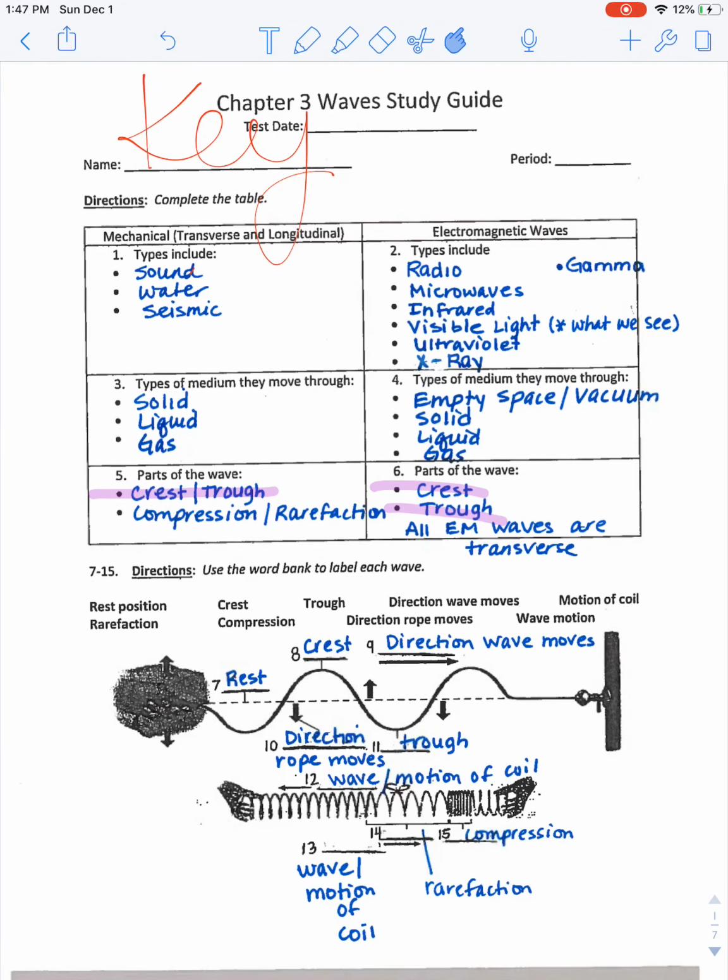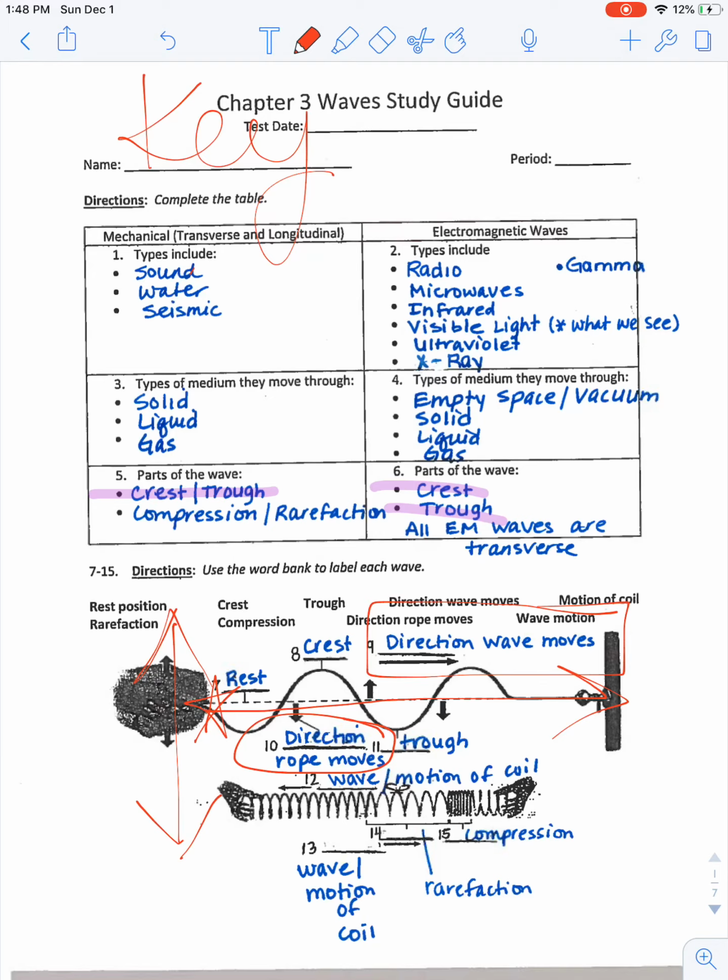All right, if I go down here to this picture that I have to label, I've got my rest position as number 7. The crest is 8. 9, the direction that the wave moves. And 10 is the direction the rope moves. So if the hand here is going up and down, that's the direction the rope is moving. Whereas the wave is going to start here, and it's going to go this way, which is why this is the direction the wave moves. We've got this perpendicular transverse wave. And then down here, number 11 is the trough.